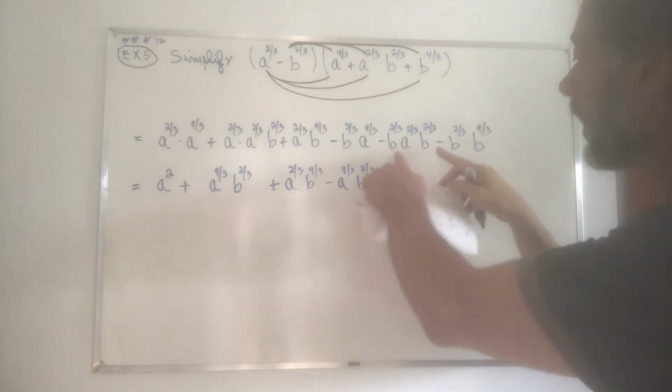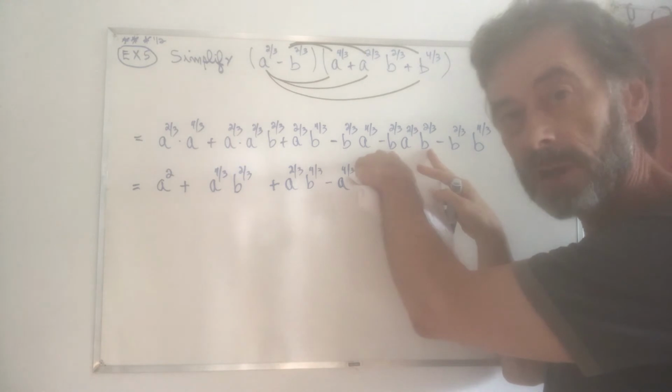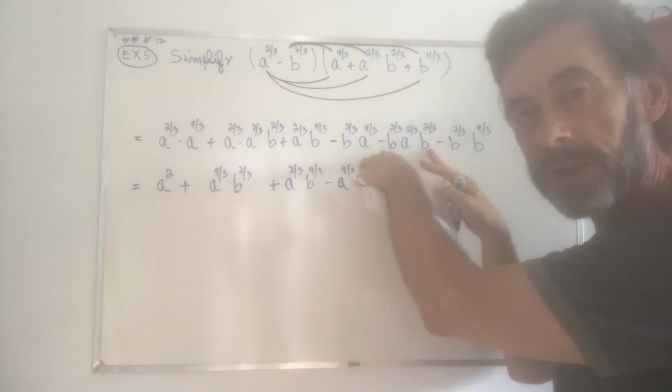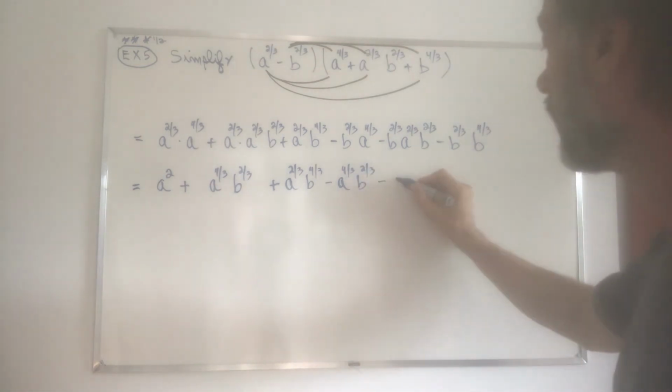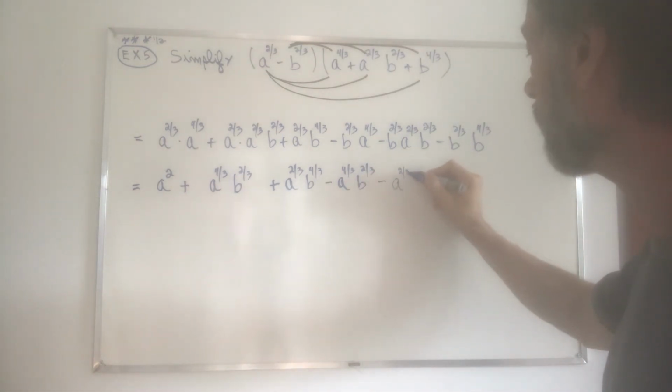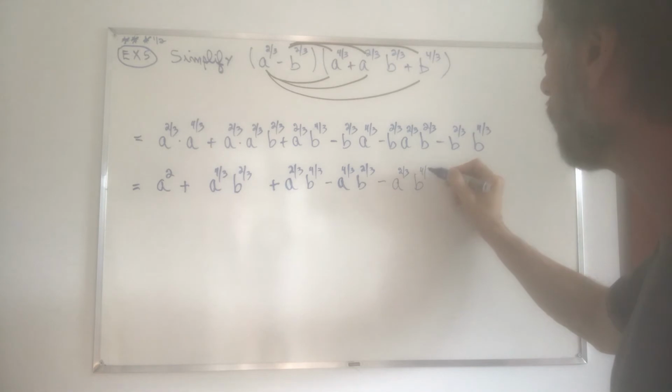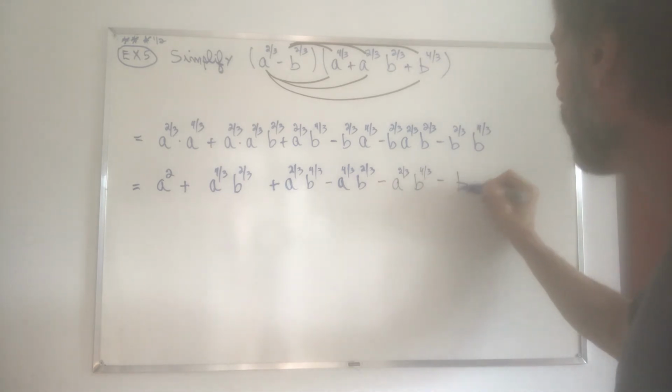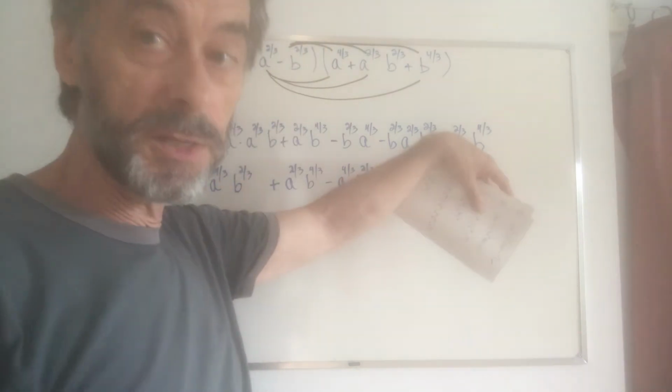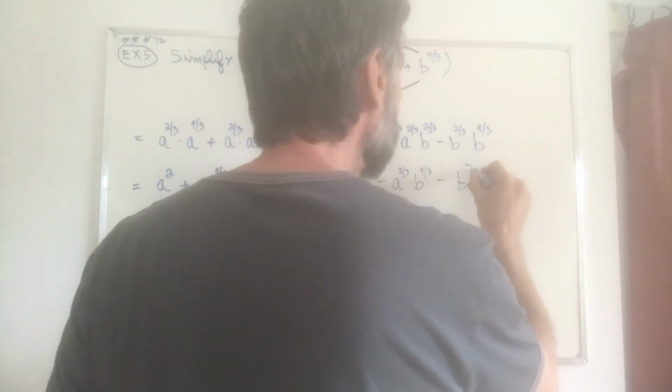Minus, oh, look at this, I got some like terms. B to the 2/3 times b to the 2/3. That would be b to the 2/3 plus 2/3, which is 4/3. So again, the a comes first, alphabetical order, b to the 4/3. Et finalement, b to the 2/3 times b to the 4/3, I add my exponents, that's b to the 6/3, that's b squared.